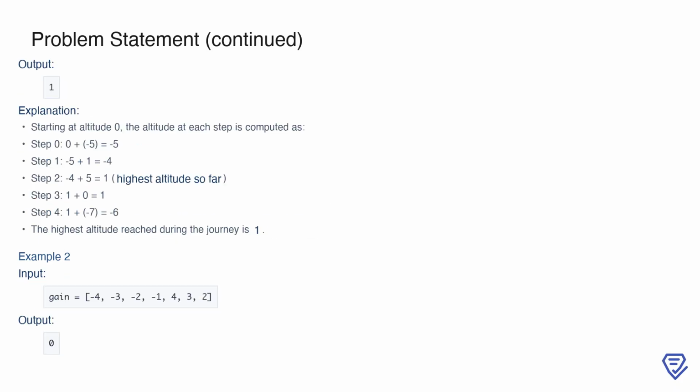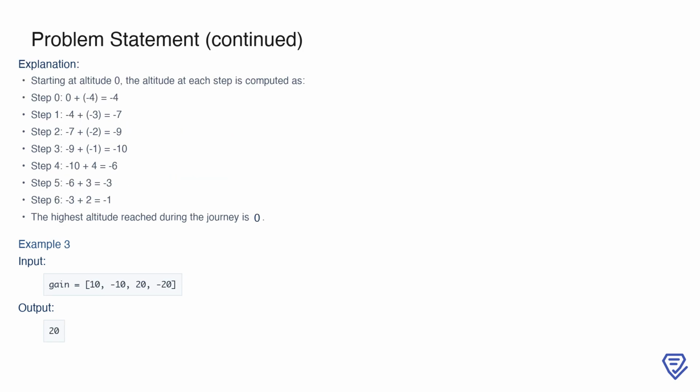Looking at the first example, the gain array is -5, 1, 5, 0, -7. Starting at altitude 0, we calculate the altitude step by step. At step 0, adding -5 to 0 gives us -5. At step 1, adding 1 to -5 results in -4. Then, adding 5 to -4 at step 2 brings the altitude to 1, which becomes the highest altitude so far. At step 3, adding 0 keeps the altitude at 1, and finally, at step 4, adding -7 lowers the altitude to -6. Among all these steps, the highest altitude we reach during the journey is 1, which is the output.